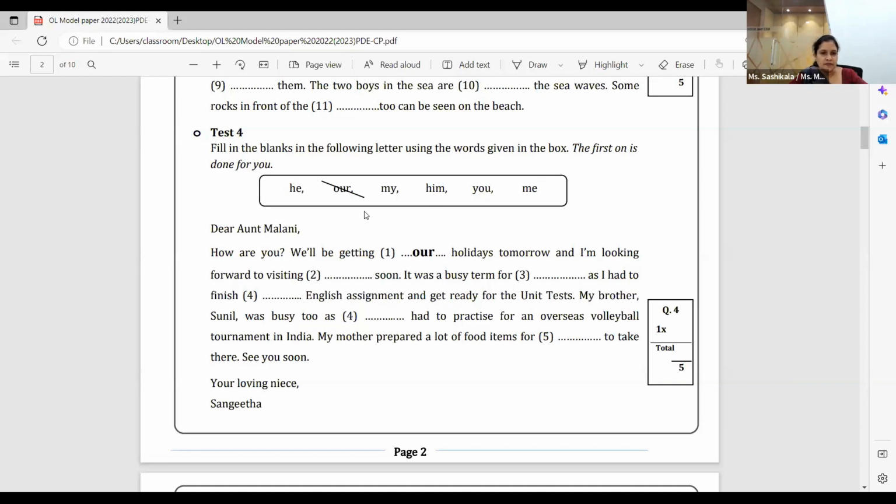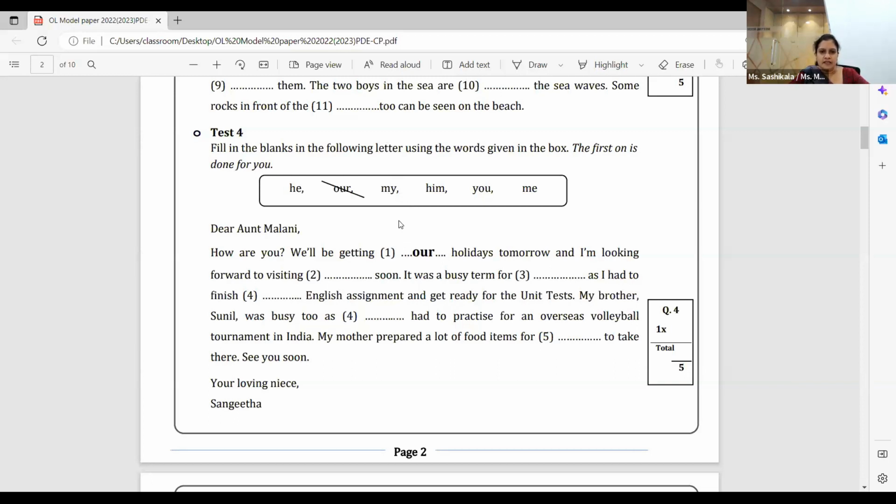Okay, dear Aunt Malani, how are you? We'll be getting our holidays tomorrow, and I'm looking forward to visiting soon. It was a busy term as I had to finish English assignment and get ready for the unit tests. My brother Sunil was busy too, as had a practice for an overseas volleyball tournament in India. My mother prepared a lot of food items to take there. See you soon. Your loving niece, Sangeeta.